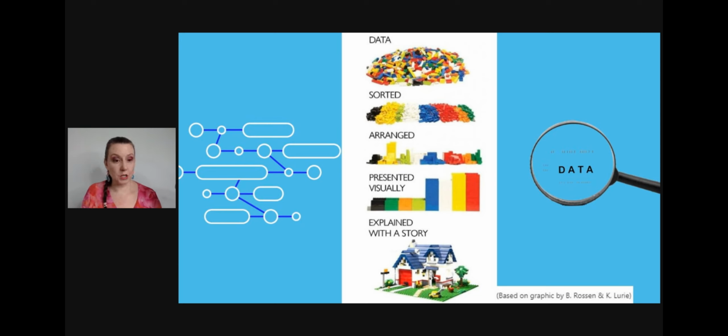The next thing we do with data is we sort it and try to find things that go together, that match, that start to make sense of it. And then we arrange it, so there's a little bit more structure to it, a little bit more form. And now we're getting into data visualization. It's presented visually. That can be in a bar chart, a pie chart, a line graph, a scatter plot, a map, all sorts of ways in which that data can be put into pretty pictures. And then it can be explained with a story. Here the example is that now you have a whole house that has a story behind it, and all of the elements brought together give us a final picture. And that's one way to look at data.